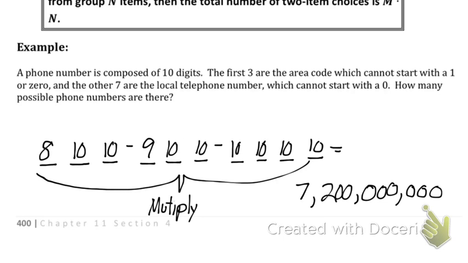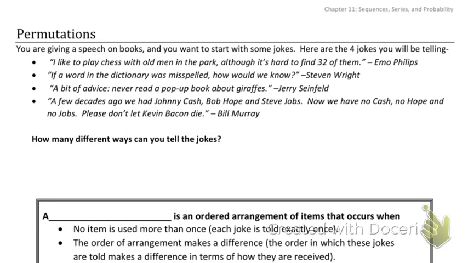Okay, so that is our fundamental counting theorem. The next thing we're going to do now is called permutations. So let's say you're giving a speech on books. And you want to start with some jokes.